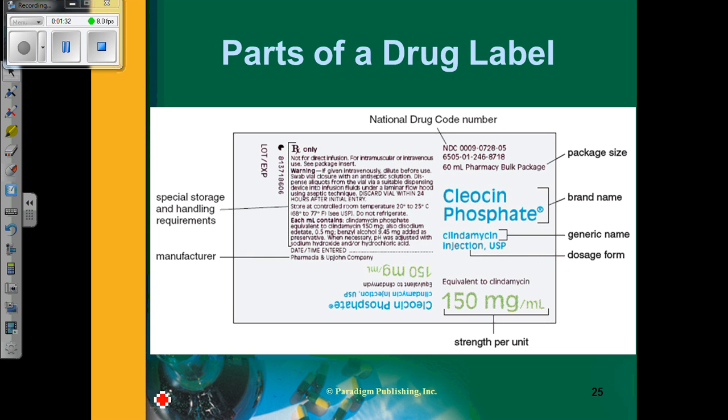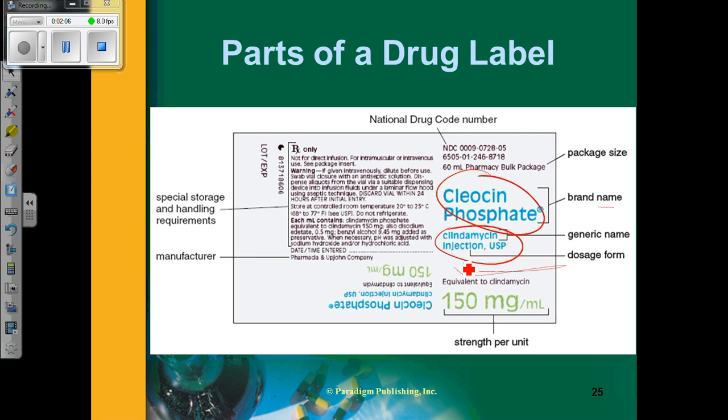Okay, so now we get to the parts, of course, of a drug label. I know most of this is a review for you guys because you had it last year in the pharmacy practice book. But a couple of things we want to go over here: you have your Cleocin phosphate, which is going to be your brand name, and then clindamycin is the generic name, and the dosage form is injection.